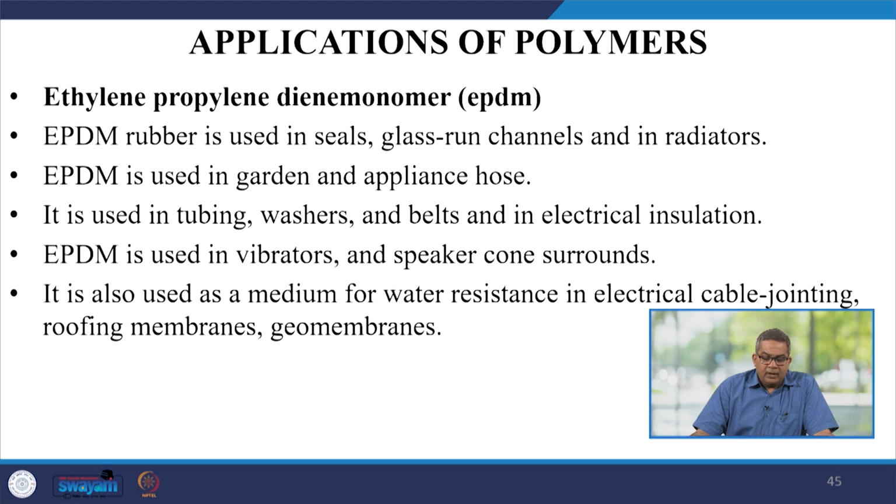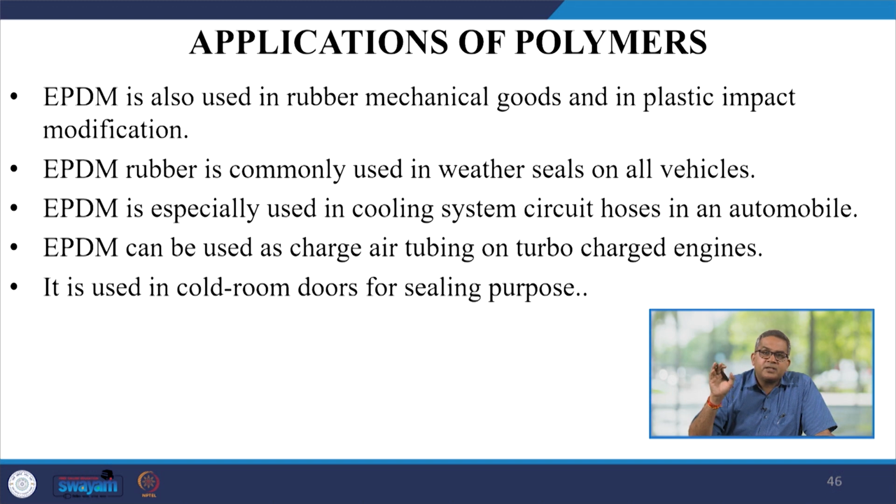Ethylene propylene diene monomer, EPDM. EPDM rubber is used in seals, glass run channels, in radiators. EPDM is also used in garden and appliance hoses, etc. They are very common things. It is also used in tubing, washers, belts and electrical insulation. So EPDM is also used in vibrators, speaker cone surrounds, etc. Also used as a medium for water resistance in electrical cable joining, roof membranes, geomembranes, etc.